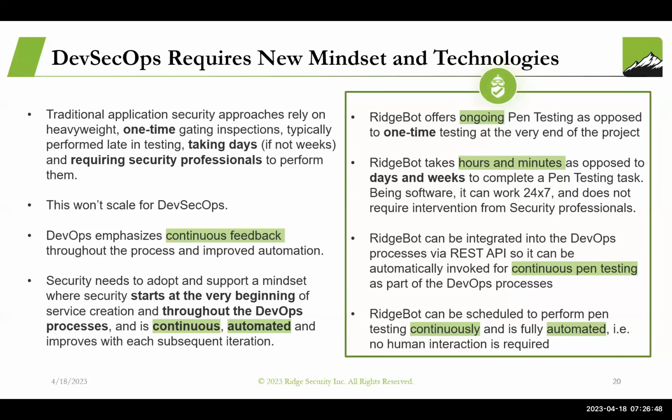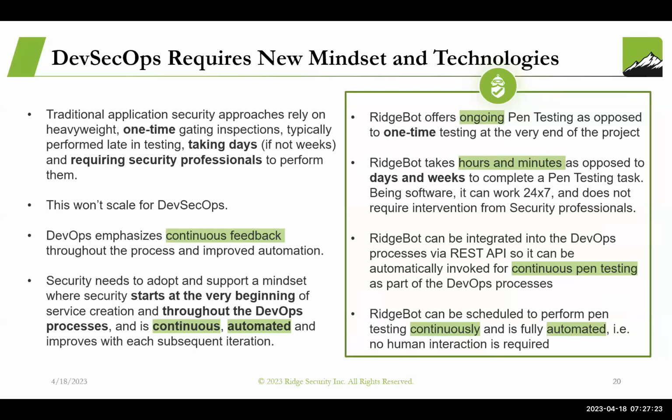So now let's take a look at each one and see how Ridgebot can perform to each point. For the first point, Ridgebot basically offers ongoing pen testing, or in general security testing, such as DAST, as opposed to a one-time testing that happens at the very end of the project. This is very important: ongoing security testing throughout the cycle. The second point is that Ridgebot takes hours and minutes as opposed to days and weeks.